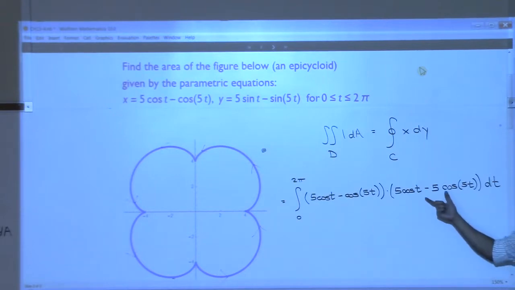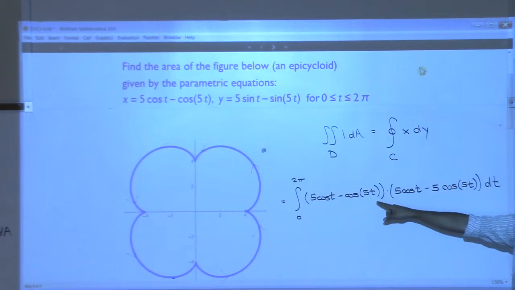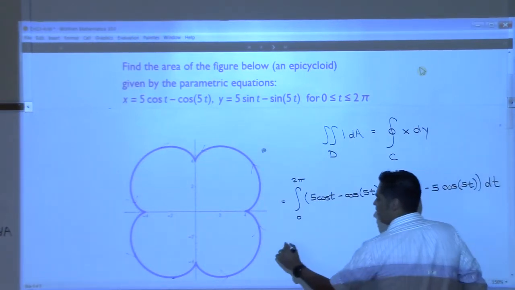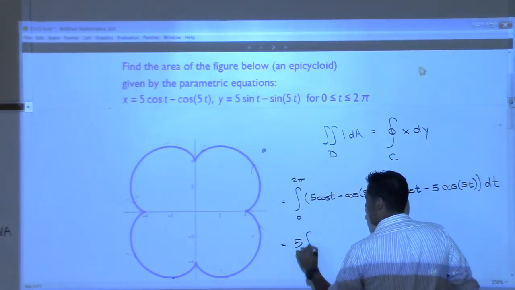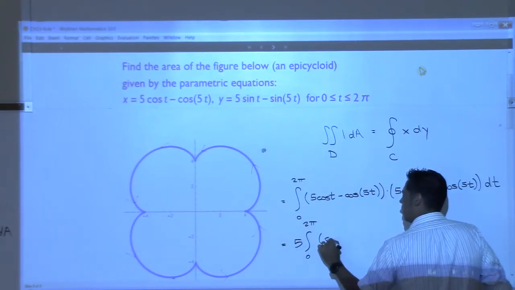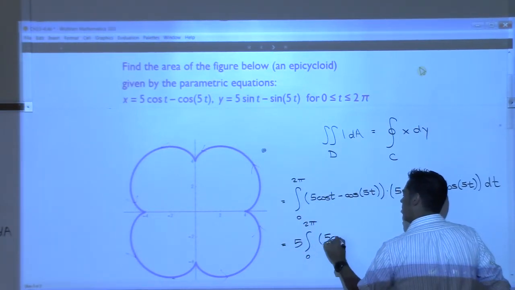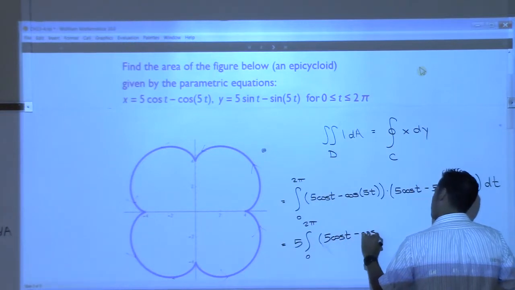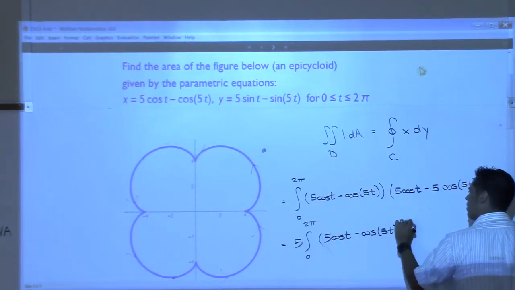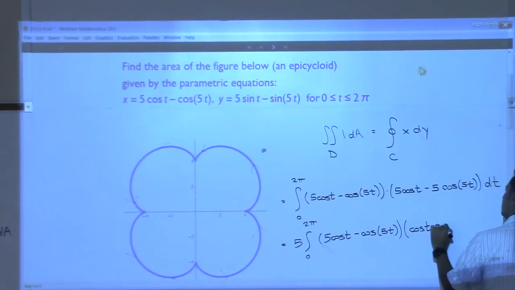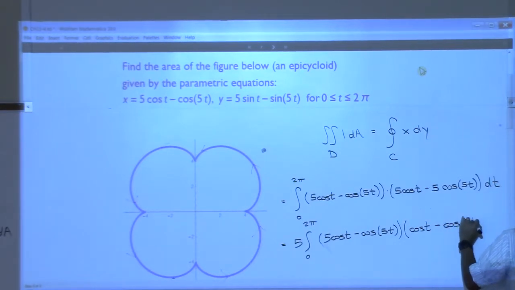So how about we pull, we can pull a 5 out of this one, right? Just out of that one, but not out of this one. So I'll just pull a 5 first. Five cosine t minus cosine 5t, and then times cosine t minus cosine 5t. How would you go about doing this one? Kind of have some different options here, but you want to just expand it all out? Yeah. Just like multiply it all out? We can do that.